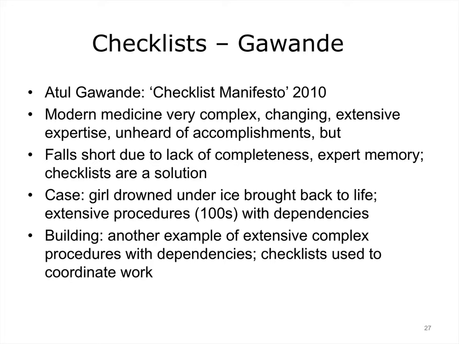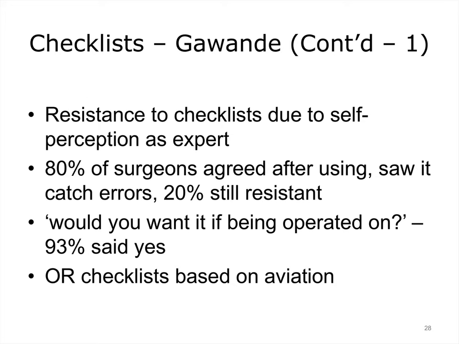Another example is modern buildings. Building a skyscraper or ordinary office complex is an example of a set of extensive, complex procedures with dependencies, and checklists, often implemented in software, are used to coordinate the work. Gawande instituted operating room checklists after studying their use in aviation. He found there was resistance among clinicians due to their self-perception as highly trained experts who should not need checklists.